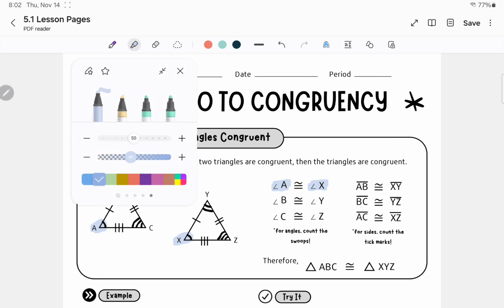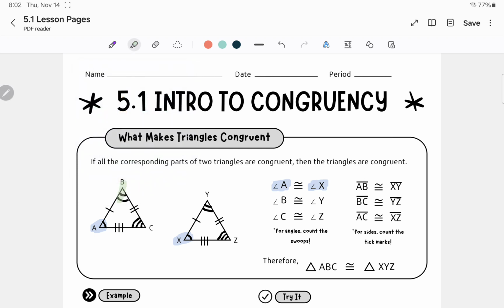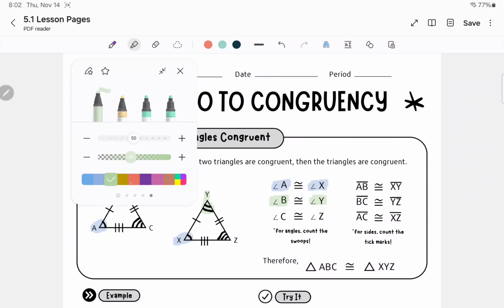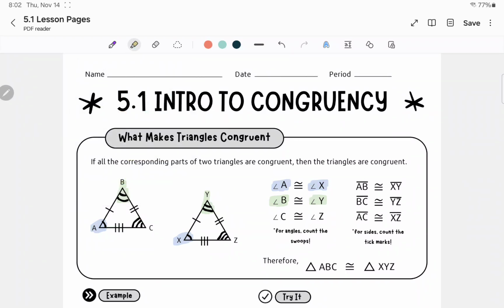Now angle B has two swoops on this triangle. And over here, angle Y has two swoops. So angle B and angle Y are congruent. We know that's because they both have two swoops. And lastly, angle C has three swoops. So does angle Z. So that means angle C and angle Z are congruent because they both have three swoops.